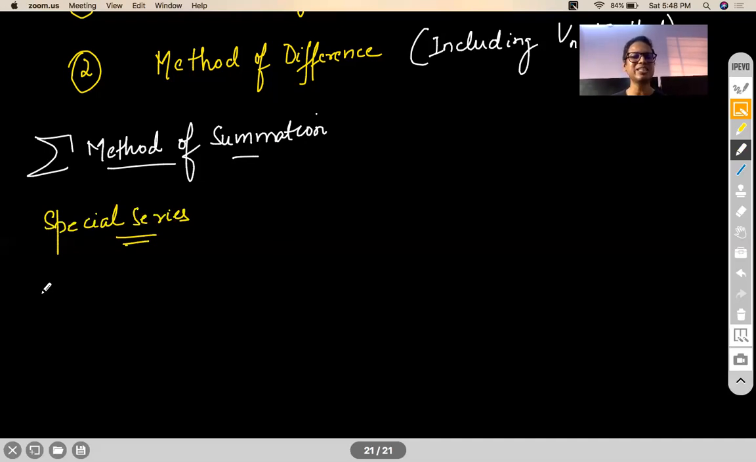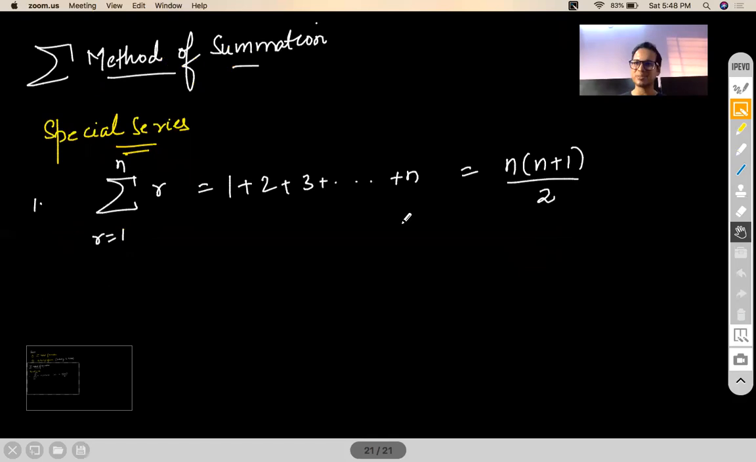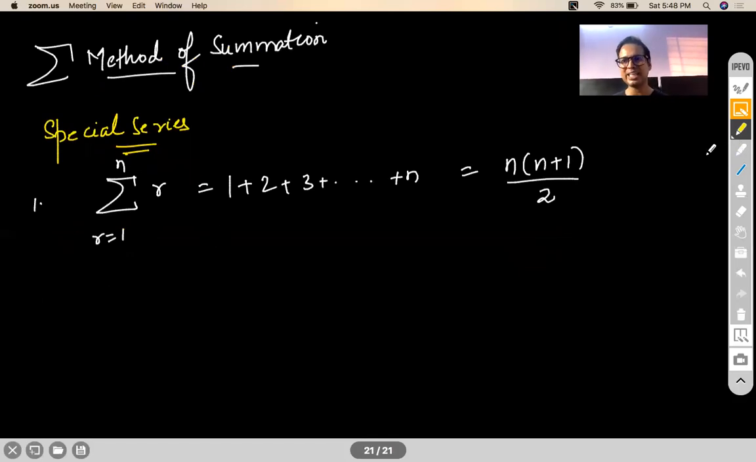Number one is the sum of all natural numbers from 1 to n, which we write as sigma of r, r from 1 to n. We all know this result. We don't have to derive it. We had already derived it in our AP chapter. This is actually an arithmetic progression itself. So this result will be very, very useful in your sigma method of summation.